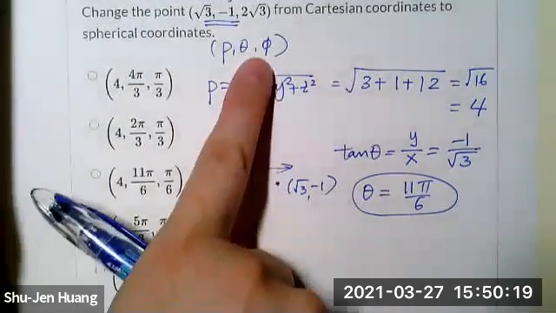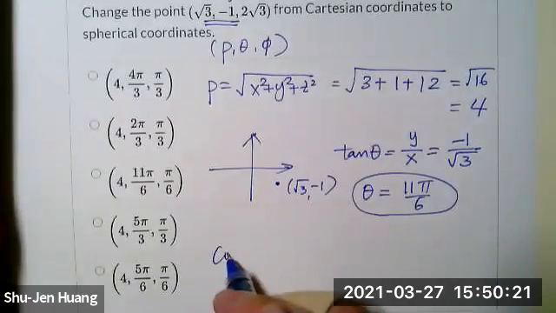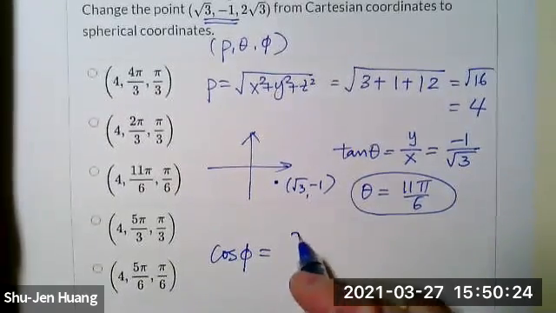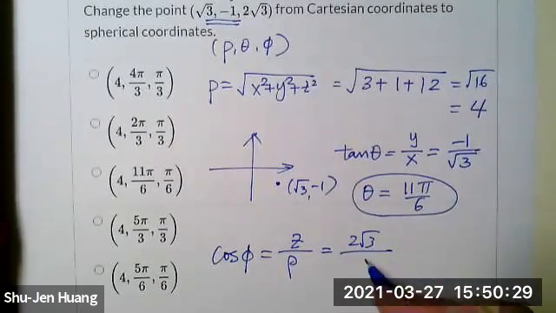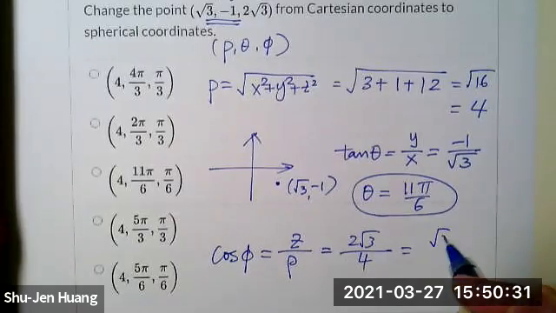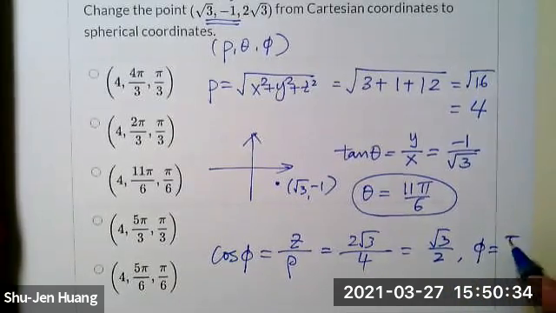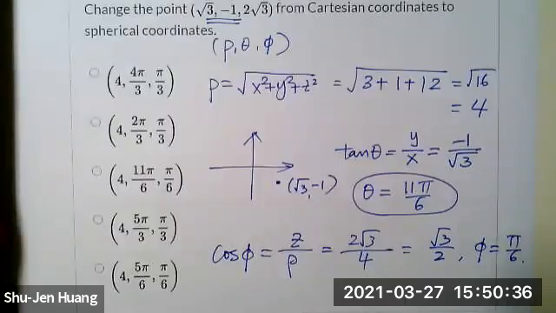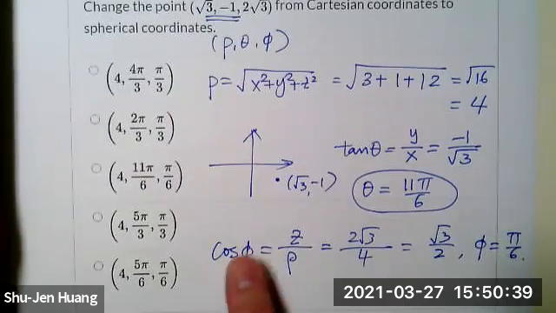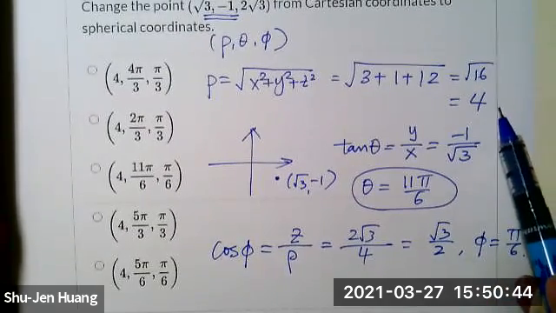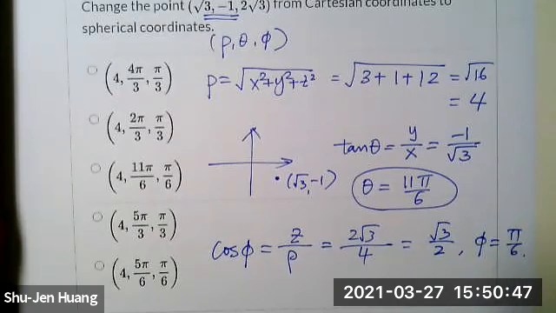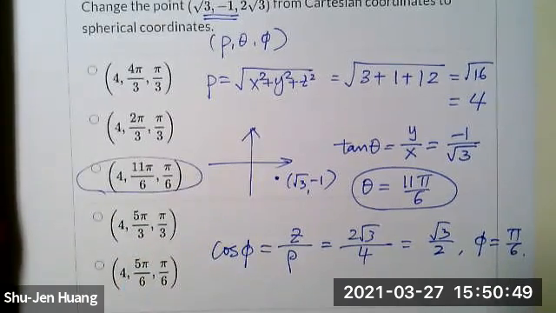And next, we're going to find the angle phi. For angle phi, we're going to use the formula cosine phi equal to z over rho. Z is 2 root 3, rho is 4, so we can reduce that to root 3 over 2. So the angle phi is pi over 6. Remember, the angle phi is always between 0 and pi. So here we choose pi over 6. So 4, 11 pi over 6, pi over 6, that should be the answer here. All right. So this is question 12.